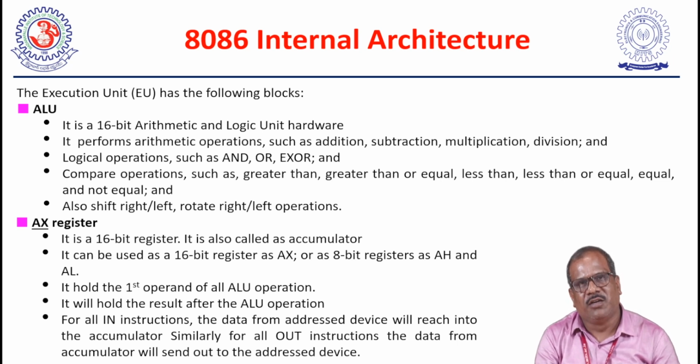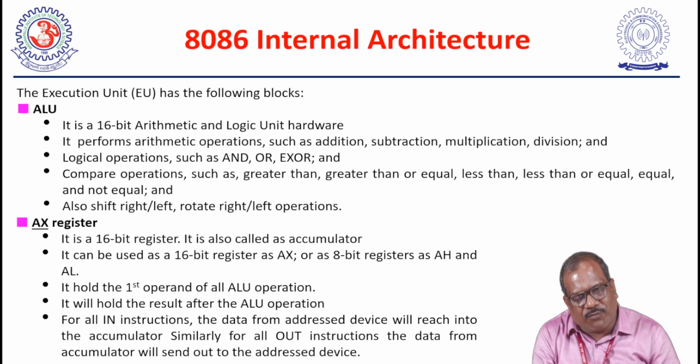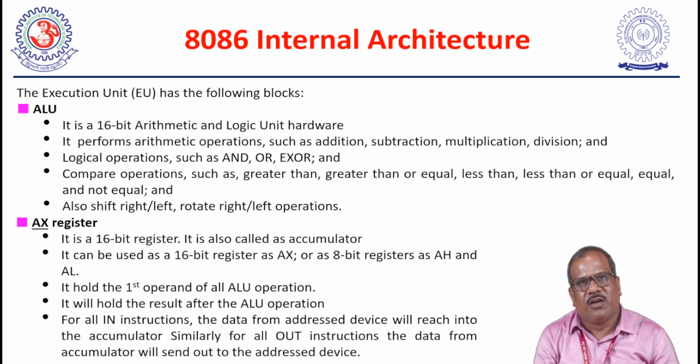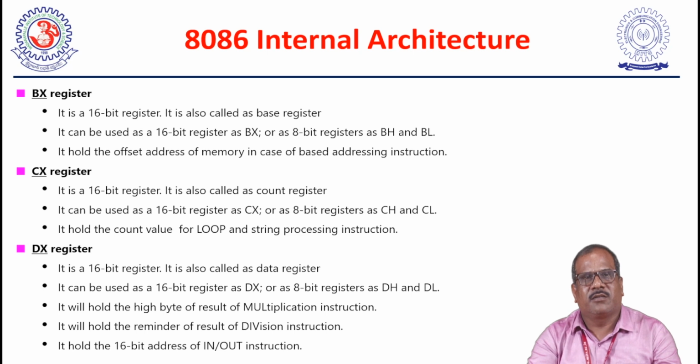So the functions are: during ALU operation, one data is held in the accumulator; after ALU operation, results are stored into the accumulator; and during ALU operation, data is transferred through the accumulator. So these are all the various special functions of the accumulator. The accumulator can be split into two 8-bit registers, AH and AL. AL is nothing but the 8-bit accumulator.